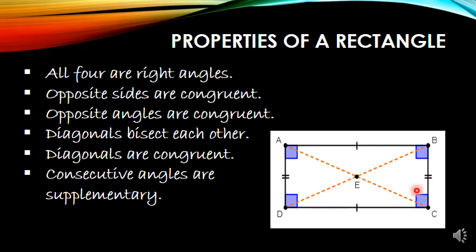Diagonals bisect each other. And one more important property is diagonals are equal. You should know this. In a parallelogram, it is not always equal. In a rhombus, it is not always equal. But in a rectangle, the diagonals are always equal. You should remember this. So these are all the properties of a rectangle.